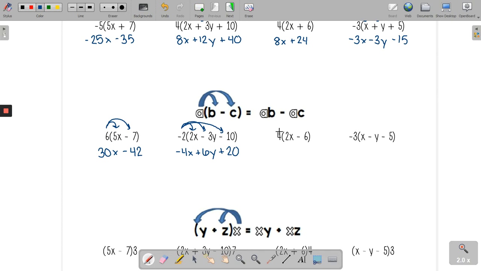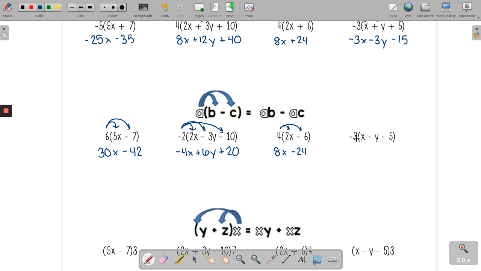The next problem, we're taking 4 and multiplying everything inside the parenthesis. 4 times 2x gives you an 8x. 4 times -6 is -24.